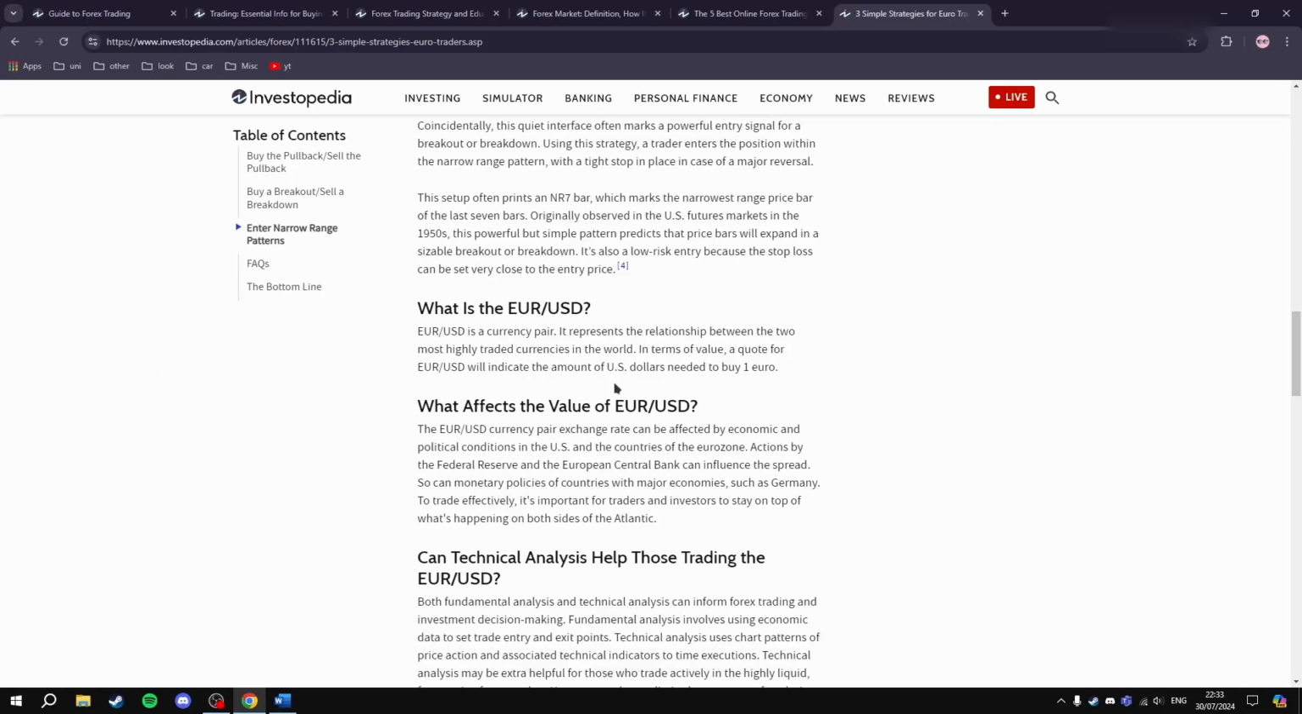What is a Euro USD? Euro USD is a currency pair, represents the relationship between the two most highly traded currencies in the world. In terms of value, a quote for Euro USD will indicate the amount of USD needed to buy 1 euro.